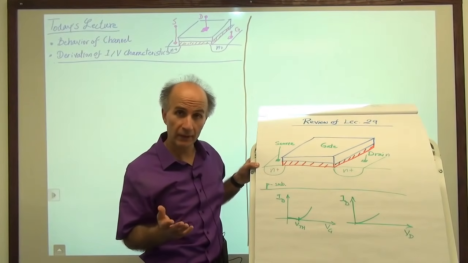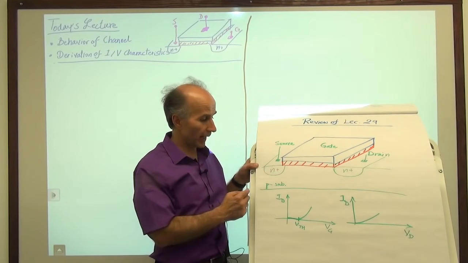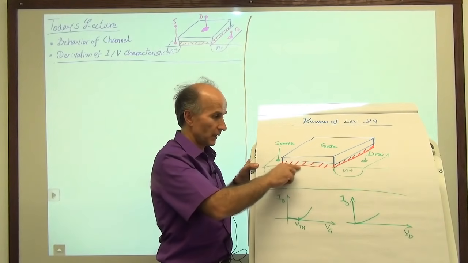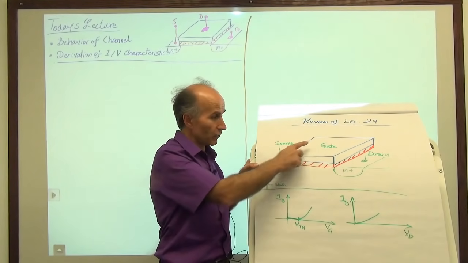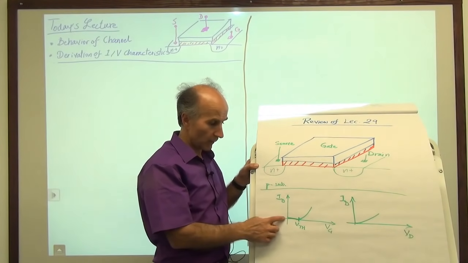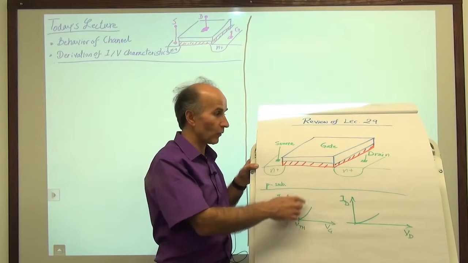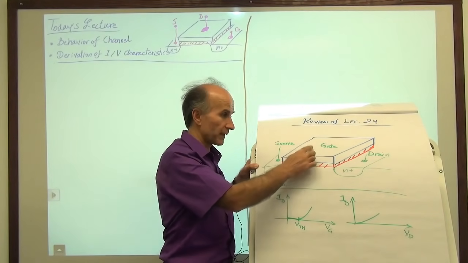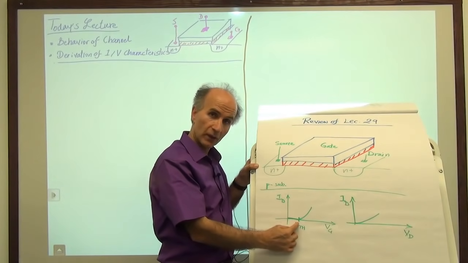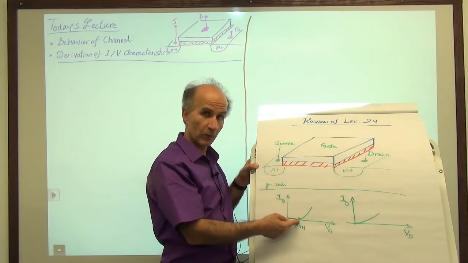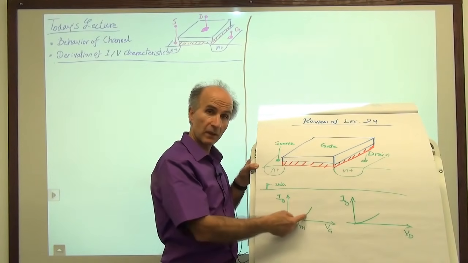So very qualitatively speaking, we said that if you try to plot the drain current, the current that flows here, as a function of this gate voltage, we would expect something like this. First, we have no current because we have only a depletion region as the gate voltage goes up. But then once the gate voltage reaches VTH, we begin to form a channel. Now we can have current, conduction between source and drain, and we begin to see some current.